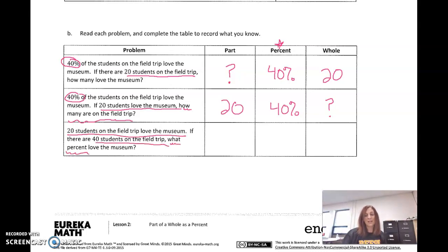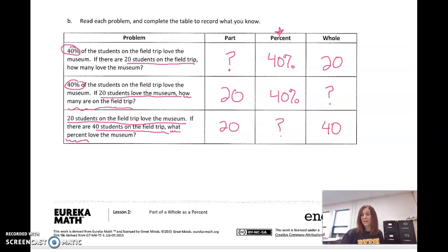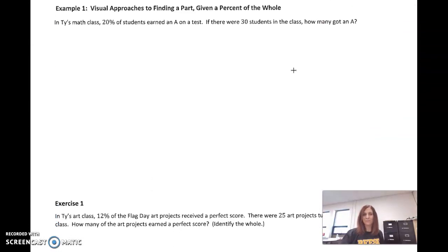What percent? So in this case, we don't know the percent. Do I know the whole, the total number of students on the trip? Sure do. 40 students. And what part is that? 20. Okay, so being able to figure out what the part, the whole, and the percent are is going to help you solve for the one that you don't know. And speaking of solving, let's do that.